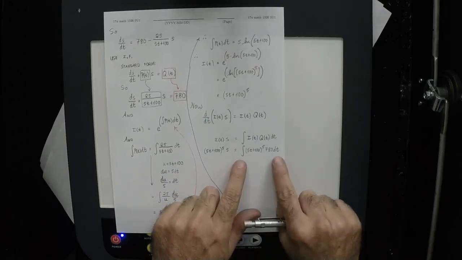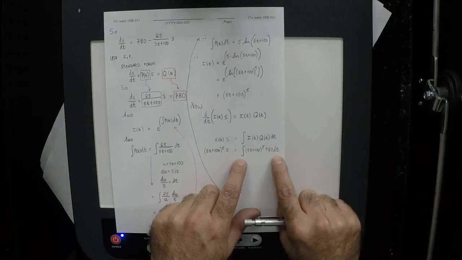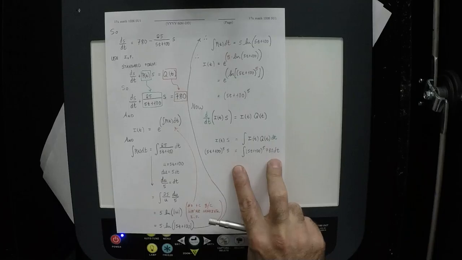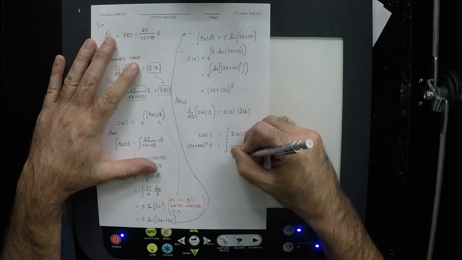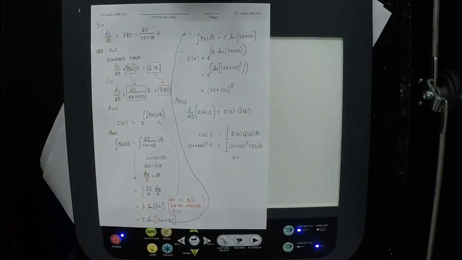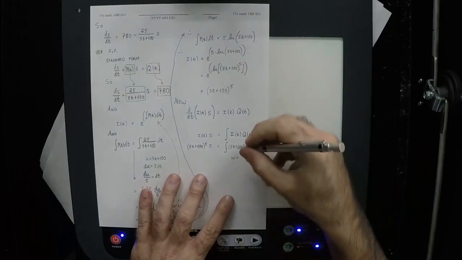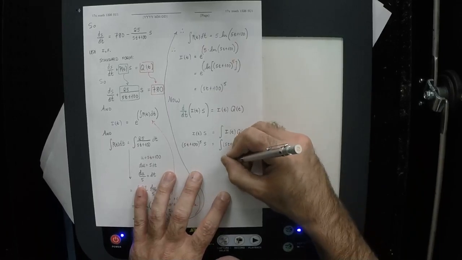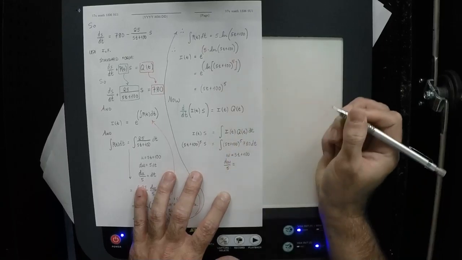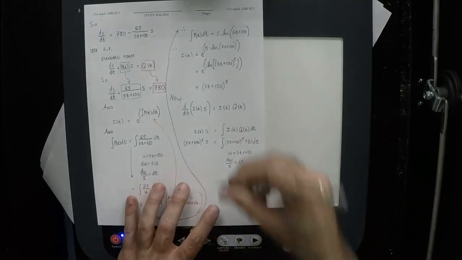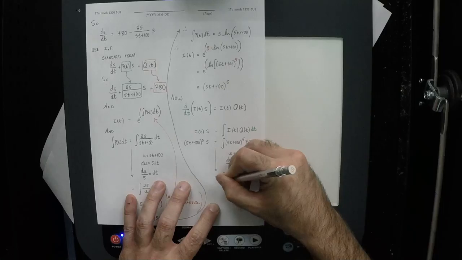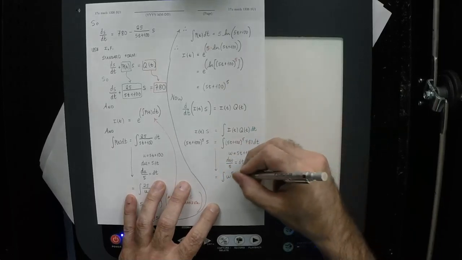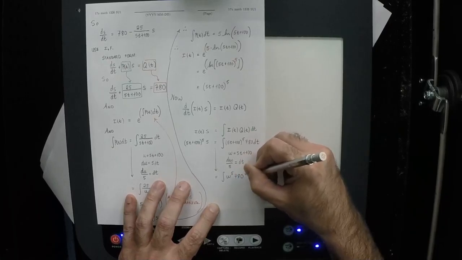Okay, so how do we do this from here? What do we need to do? Another substitution. Okay. So how about W, since we already used U? W is what? 5t plus 100. Then dW over 5 is what? dt. So making that substitution, this would be the antiderivative of W to 5 times 780 times dW over 5.